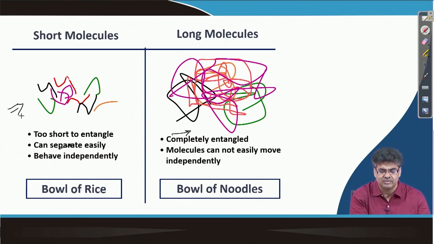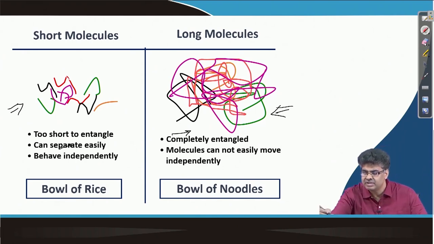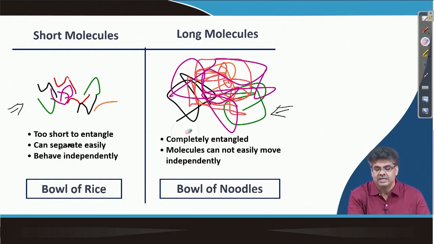They don't interfere with the movement of other molecules. Now when you compare polymeric molecules, because they are large, you find that they are entangled. Like if you have a bowl of noodles and you put your spoon in and want to take it out, you cannot take a single chain of noodles from the bowl, because of the large length, they are entangled with each other. So they are completely entangled, and as a result the molecules cannot move independently.